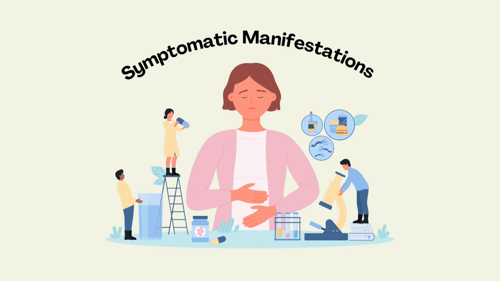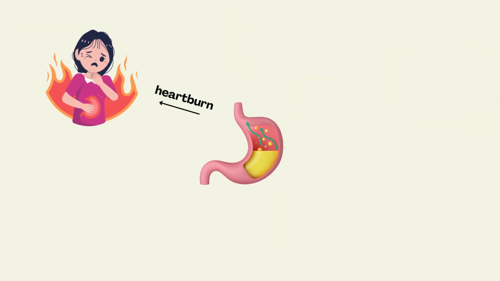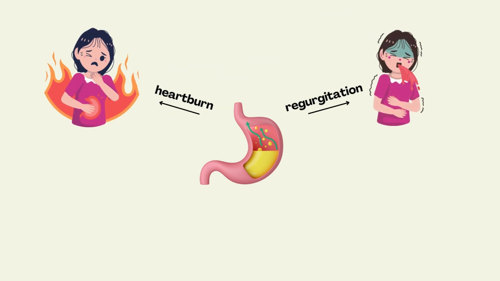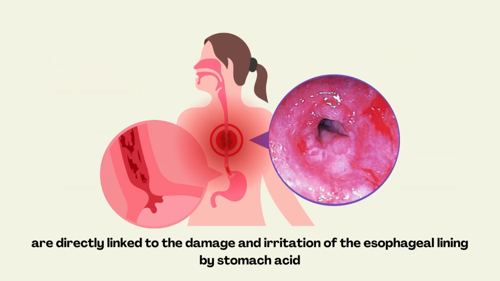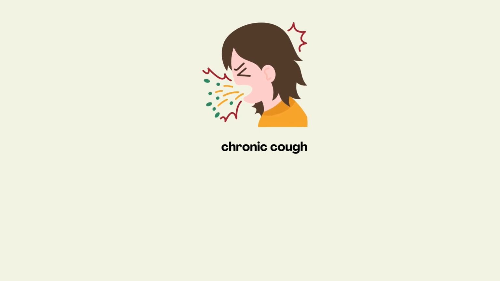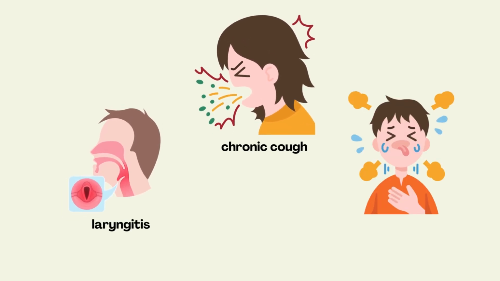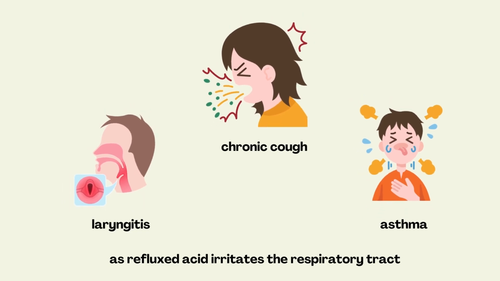Symptomatic manifestations. The symptoms of GERD, such as heartburn, regurgitation, chest pain, and dysphagia, are directly linked to the damage and irritation of the esophageal lining by stomach acid. In addition to the classic symptoms, GERD can lead to extraesophageal manifestations like chronic cough, laryngitis, and even asthma, as reflux acid irritates the respiratory tract.